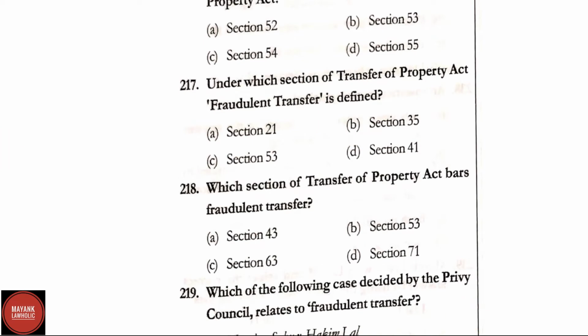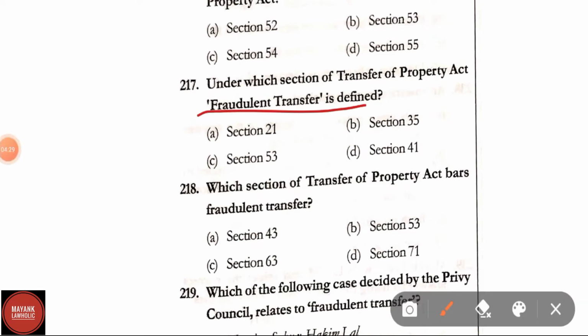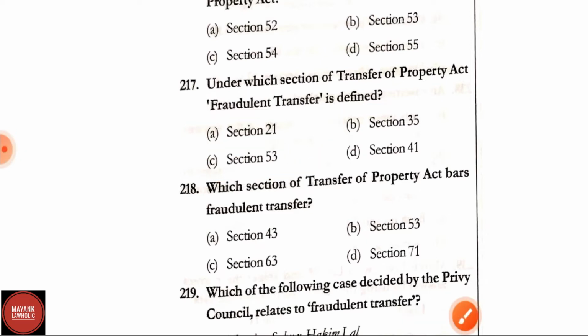Question number 217. Under which section of TPA fraudulent transfer is defined? Options are section 21, section 35, section 53, section 41. Correct answer is section 53.